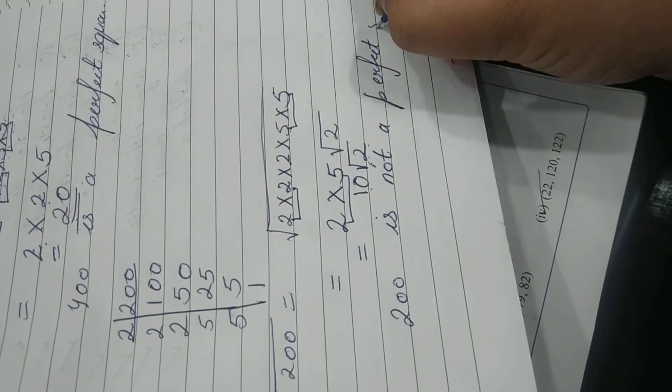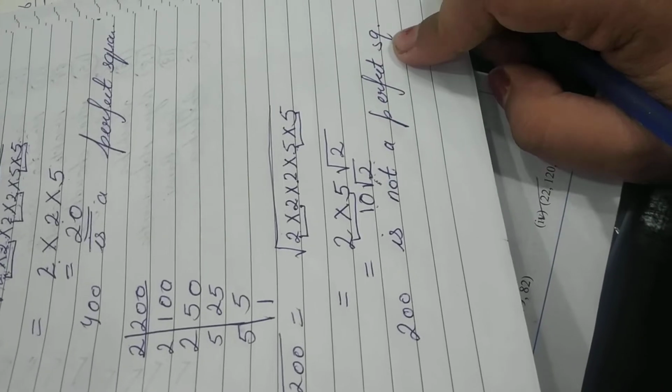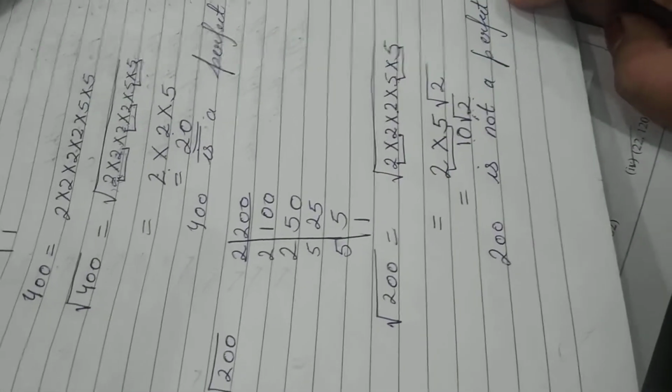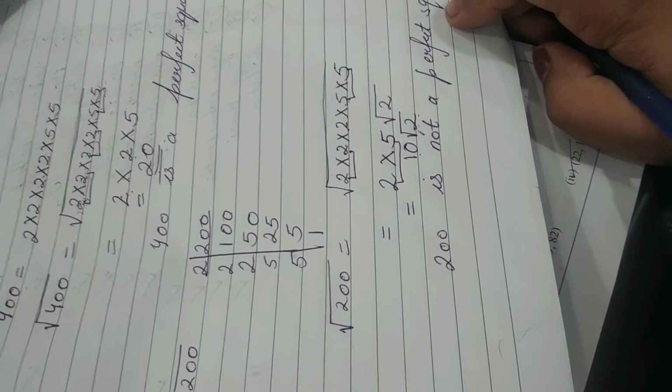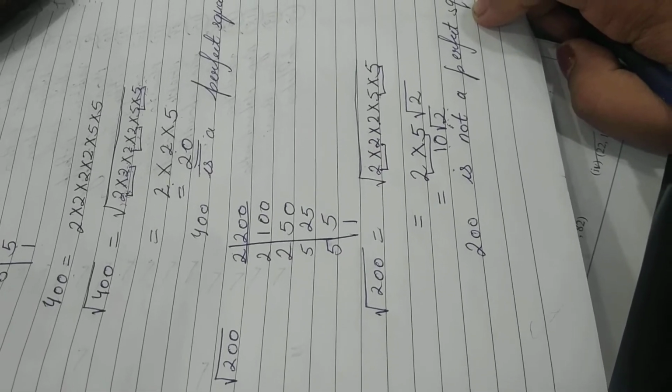Okay, हमने इसका स्क्वायर रूट तो निकाल लिया 10 √2, but this is not a perfect square. ये एक perfect square नहीं है. Okay, this is how we find the square root by prime factorization, and we can check whether the number is a perfect square or not.